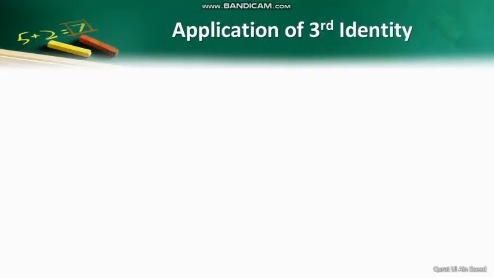The question is, how would we know where to apply the third identity? Firstly, it will be a product of two expressions. Secondly, one expression will be a sum and the second will be a difference of two same terms. Here the terms are 7 and 2u. You can observe that the terms in both expressions are same. So this suggests us to apply the third identity.